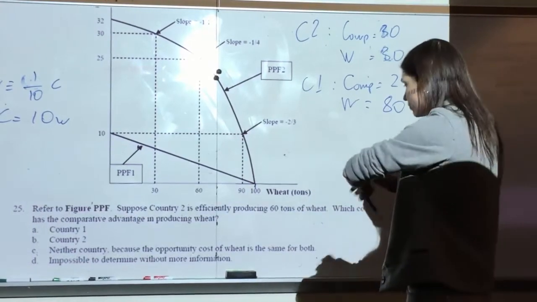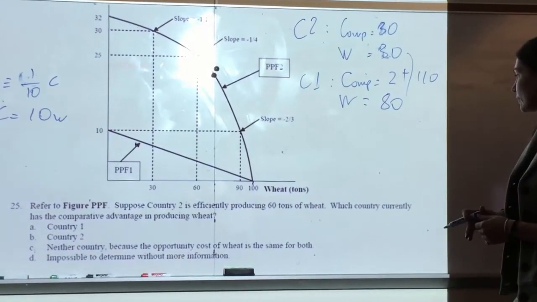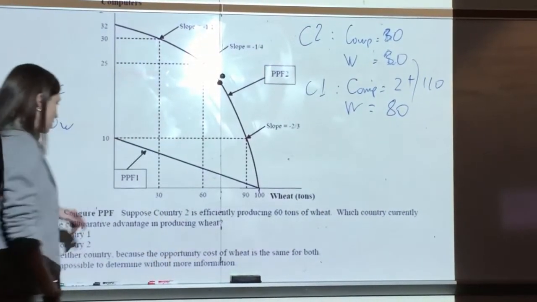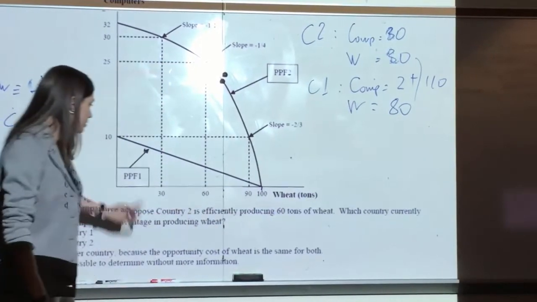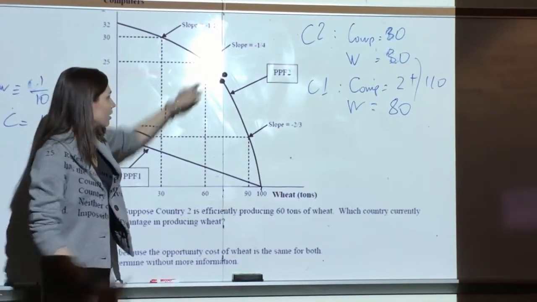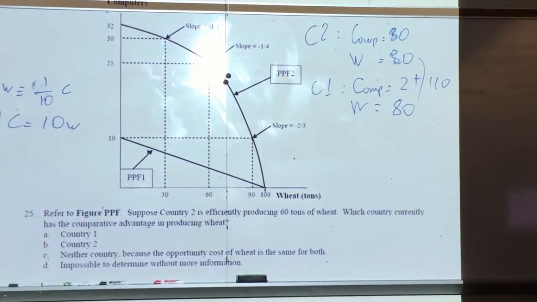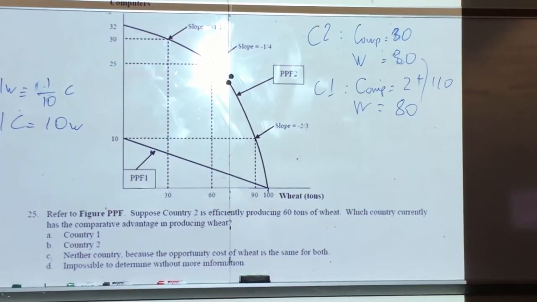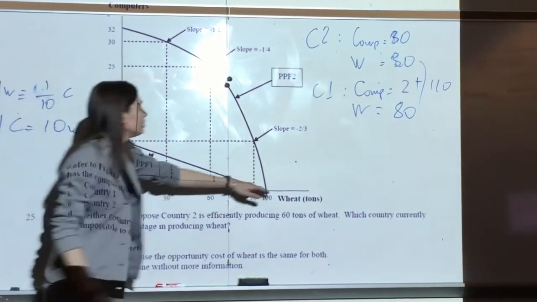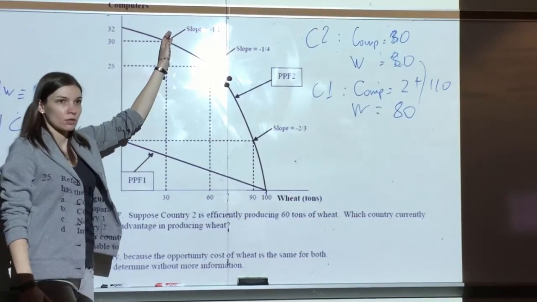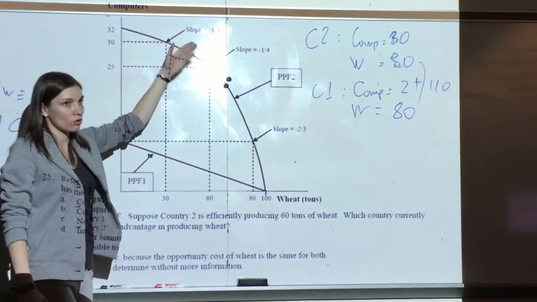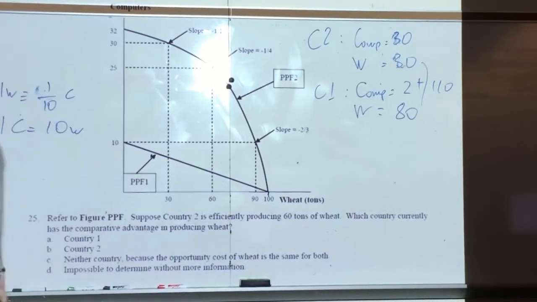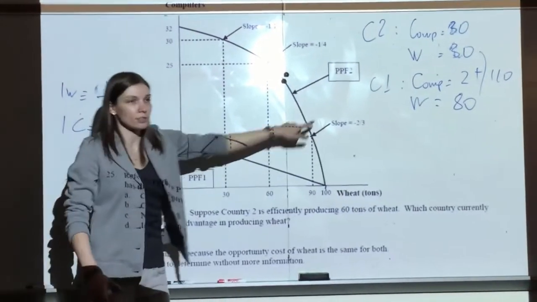Let's see. Suppose country 2 is efficiently producing 60 tons of wheat. Which country currently has the comparative advantage in producing wheat? So country 2 is at 60 wheat, so they're here. Which country has the comparative advantage in producing wheat in this area? We talked about that. Up to here, what was country 2 producing? Computers. So that means the comparative advantage in wheat was with country 1. This is country 1, this is country 2.